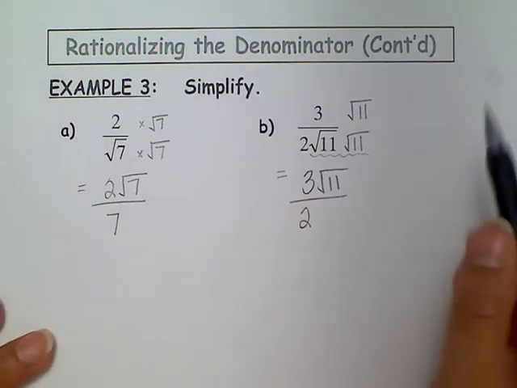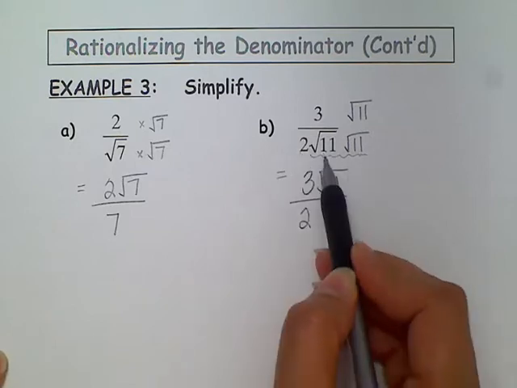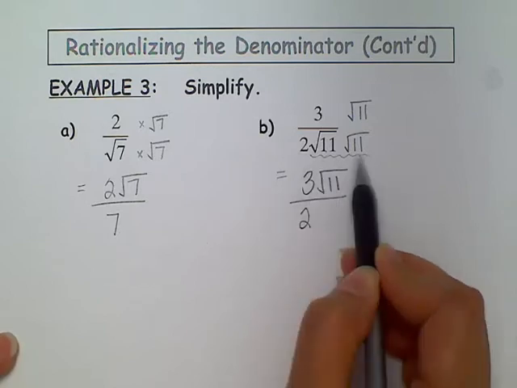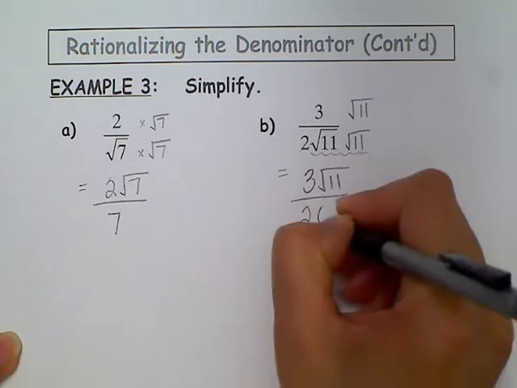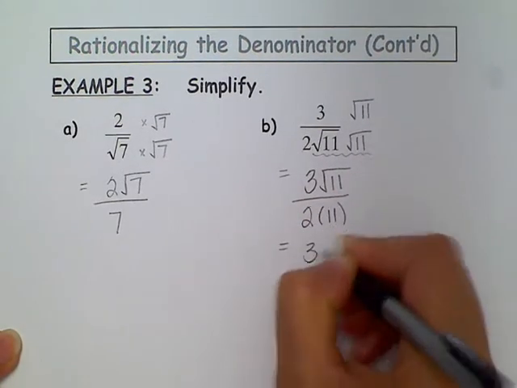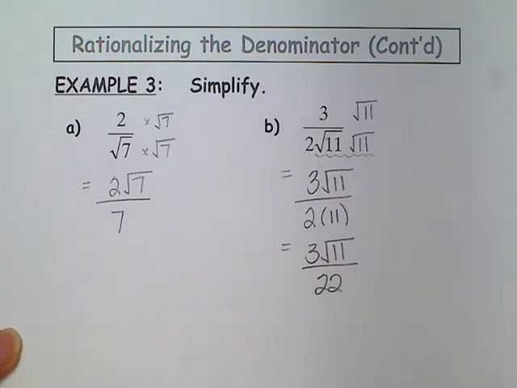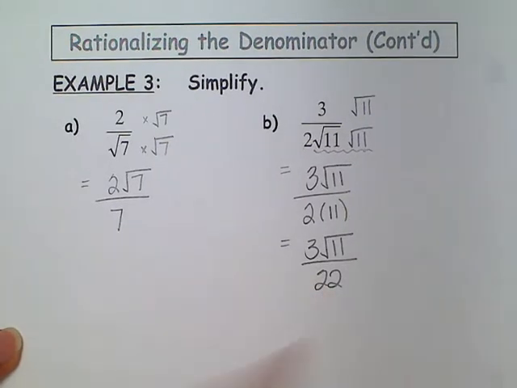Now I can combine these two because they're both radical parts. Okay? This is all multiplication, so be careful. You're not going to do 2 times root 11 and then root 11 times root 11. You're only multiplying all of these terms together. So combine the radicals. Okay? So the square root of 11 times the square root of 11 gives me 11. And so 2 times 11 is 22. Okay, so I get 3 root 11 divided by 22. And again, if you can simplify the 3 and the 22, then you would continue to do so. But in this case, I can't, so I'm going to leave it the way it is.